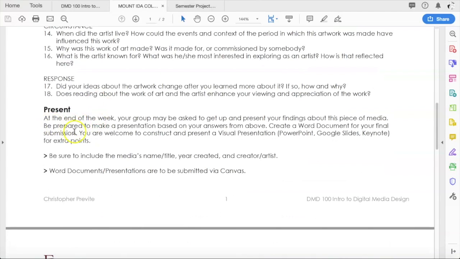And then, of course, you are going to present your findings. Again, individually or in a group. It's totally up to you. We are not mandating groups this time around. And you can present it either as a Word document, and of course you are certainly welcome to construct an actual visual presentation of your findings using PowerPoint, Google Slides, Keynote, whatever you would like. Be sure to include the name and title of the item, as well as the creator and artist.